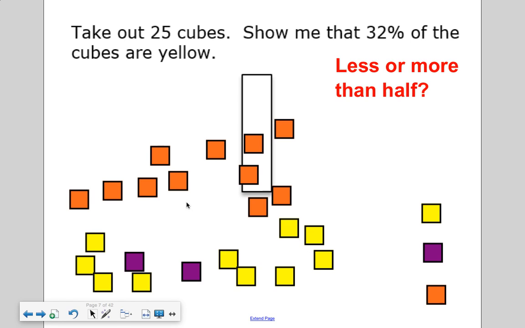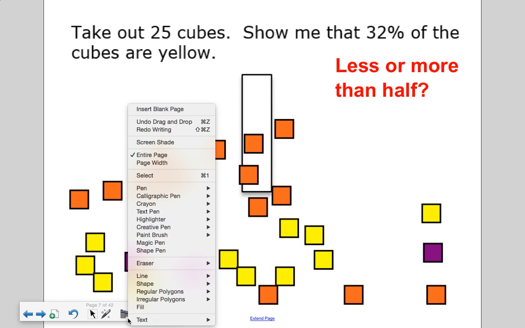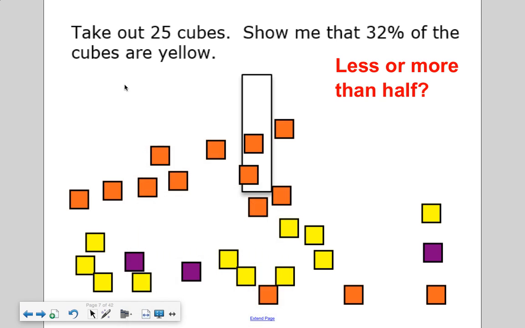So that's, wait, 1, 2, 3, 4, 5, 6, 7, 8, 9, 10, 11, 12, 13, 14, 15, 16, 17, 18, 19, 20, 21, 22, 23, 24, 25. So right now I currently have 9 yellow. I'm just making a guess. I really don't know the answer. 9 yellow out of 25.